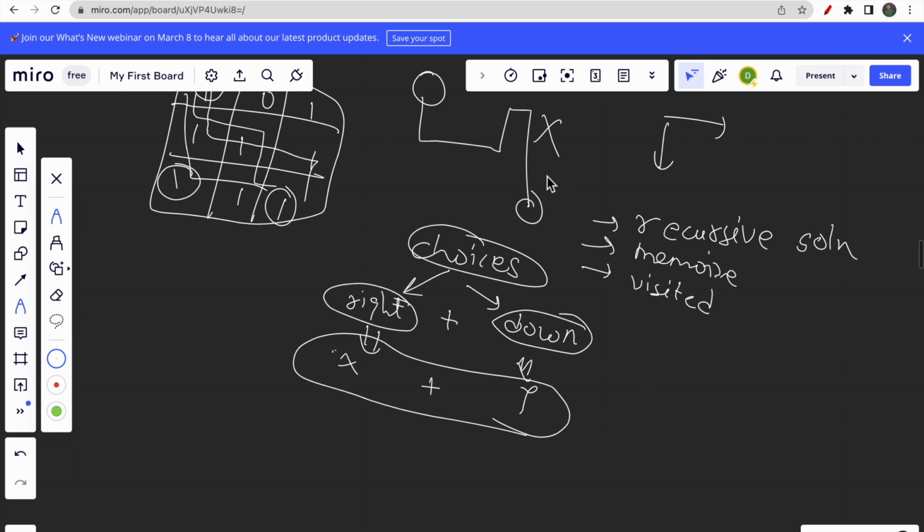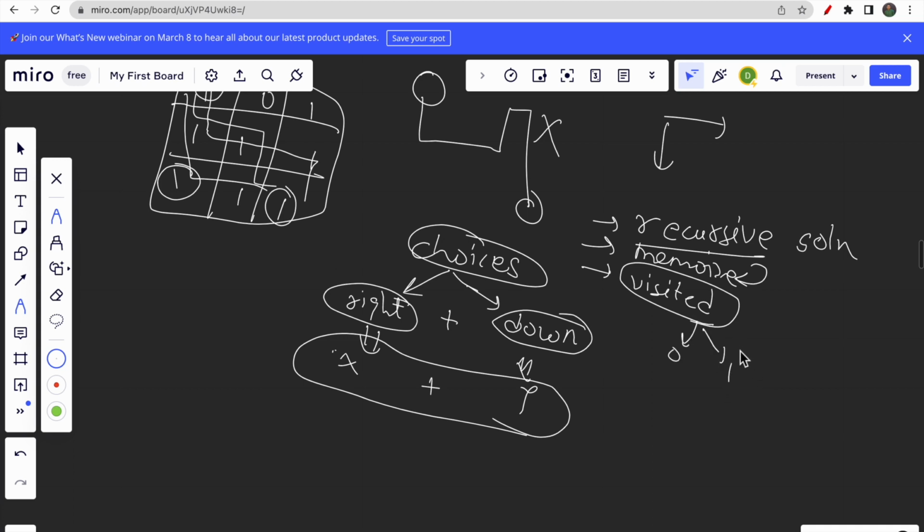So this is an easy equation, because once you understand that we have choices for each cell, we can easily write the recursive solution, and memoizing the recursive solution is easy enough, right? And the only thing we need to take care of is the visited array. So this visited array we would mark as 0 and 1.